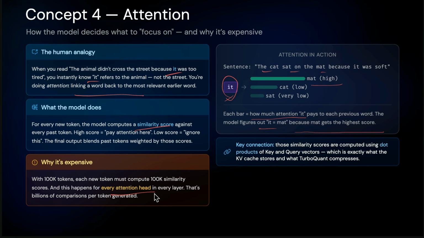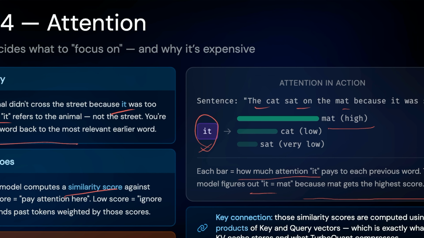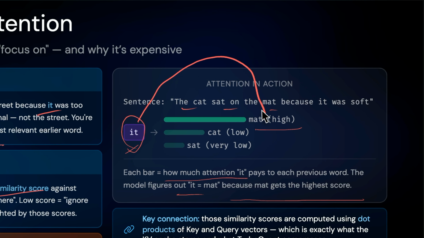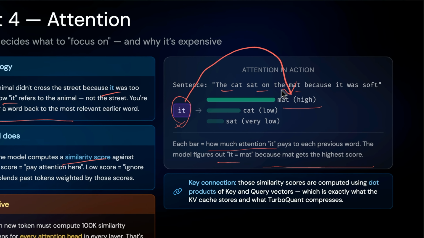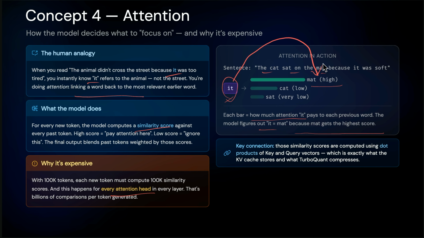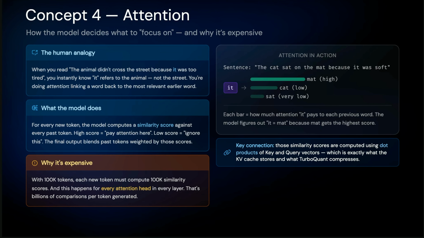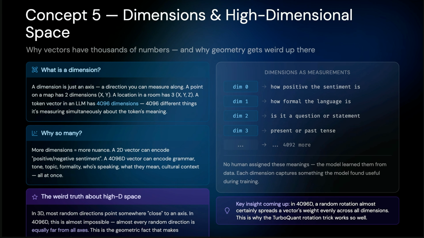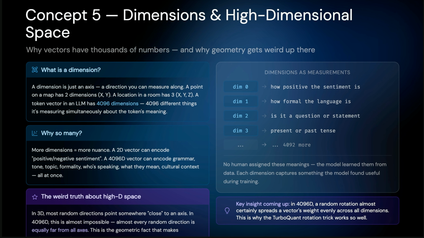Now, one key connection is that these similarity scores are computed using dot products of the key and query vectors, which is exactly what the KV cache stores and what TurboQuant compresses. So now let's proceed towards our next concept, that is dimension. Let's understand what a dimension is first. Dimension is just an axis.